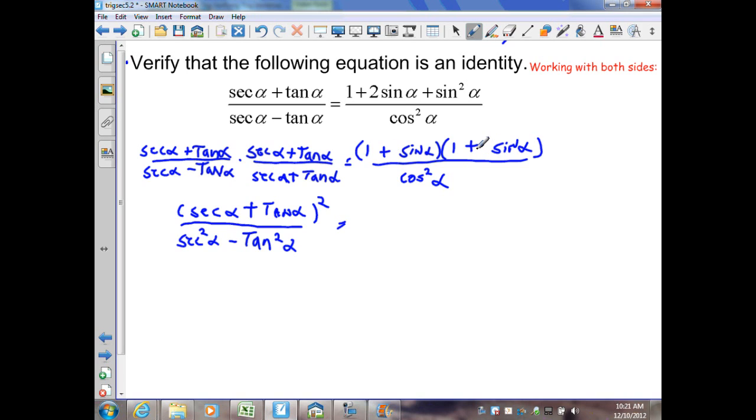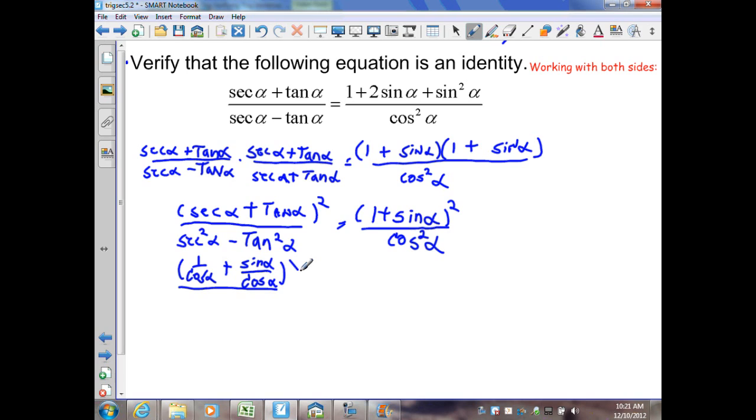On the right side, since these two quantities are the same, I can rewrite those as 1 plus sine alpha, quantity squared, over cosine squared alpha. On the numerator, I can rewrite this as 1 over cosine alpha plus sine alpha over cosine alpha. And remember that that quantity is squared.